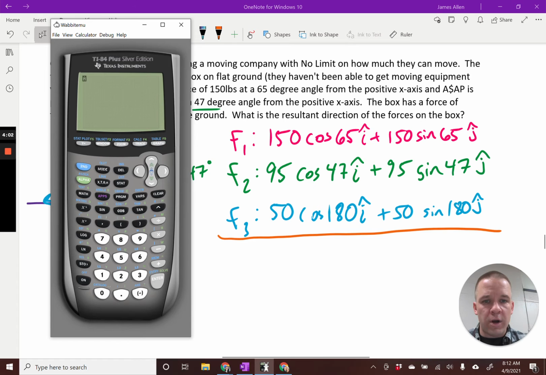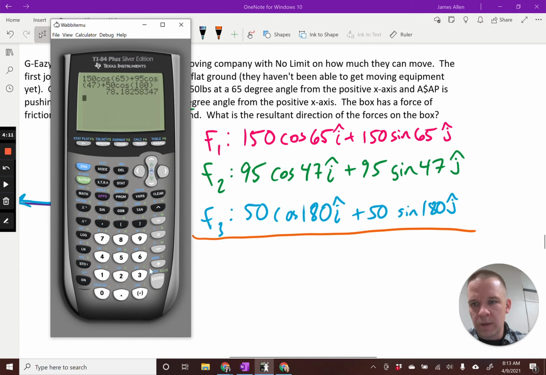We're going to take all of our cosines, all the I hats, and add them together. I'm going to pause so I can type them all in, because that takes a little while. All right, add them all together. Make sure you're closing your parentheses at the end of each one, otherwise it'll be part of that cosine function. We don't want that. So add all three of them together.